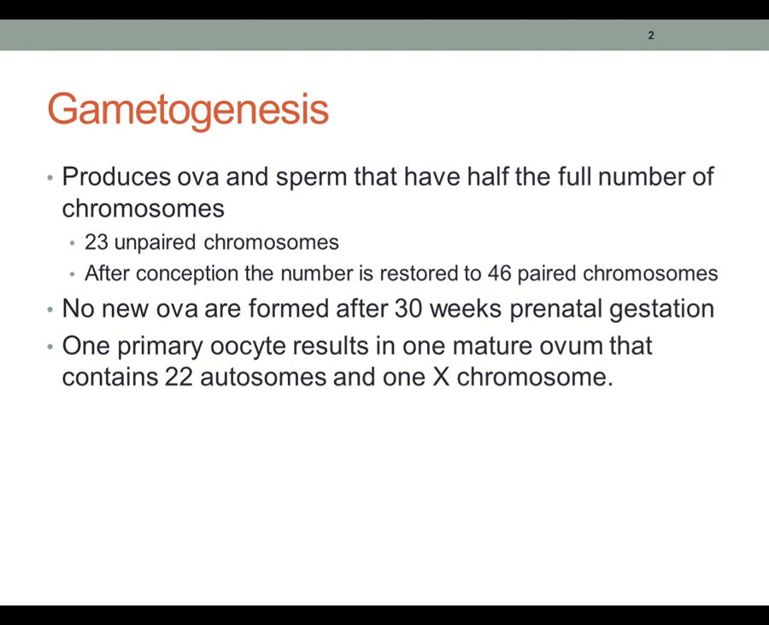So, gametogenesis is just the production of the female portion, that's the ova, or the sperm portion that is from the male. Both the ova and the sperm will each have 23 unpaired chromosomes. 22 of these will be autosomes, and then there'll be one chromosome that will determine the sex of the baby.